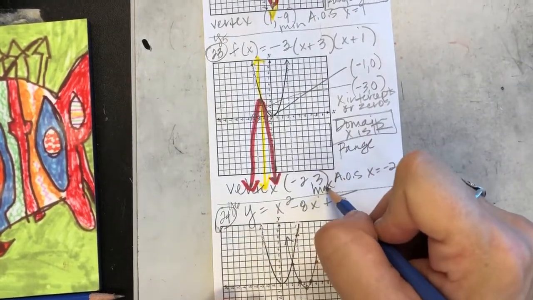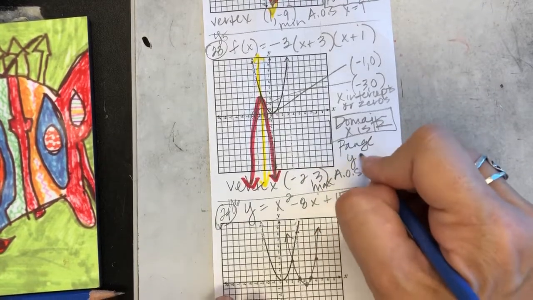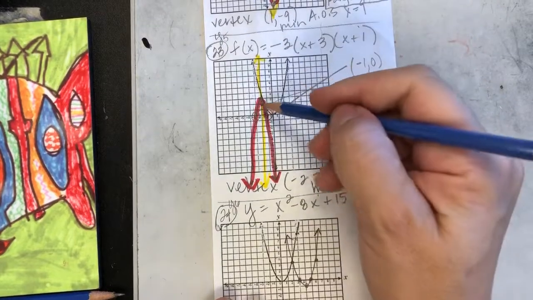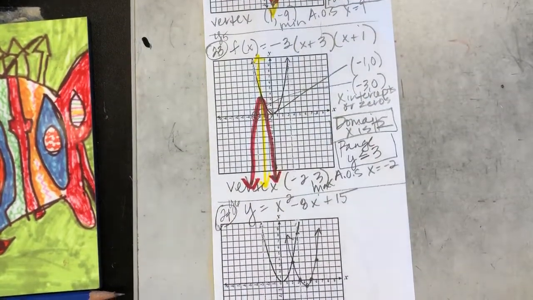Range, this is a maximum because it's the highest point. The highest point for y is 3. Range has got to be y less than or equal to that 3. Below that, all values for y going down.